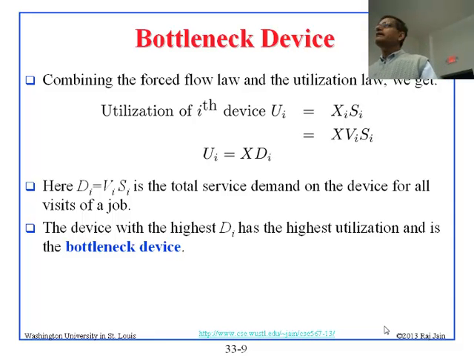How do you find the bottleneck? By this formula, all you need to know is not the system throughput. It doesn't matter what the system throughput is. All you need to know is the total demand that each job makes on each of the devices. Then you compare them and you know which is the bottleneck.